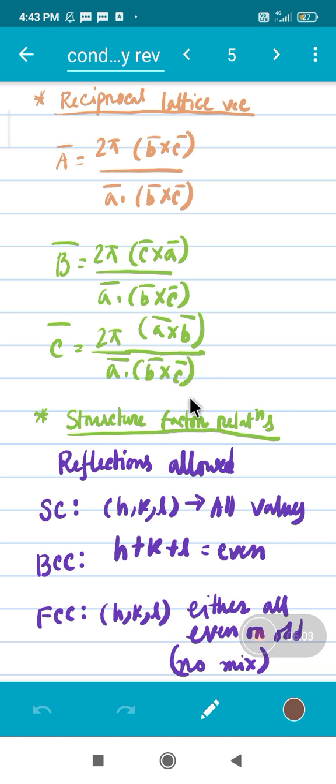Okay. Now there are some important results from the structure factors that I want to discuss with you, which reflections will be allowed from the planes. For simple cubic, all h, k, l values are allowed, and for BCC, if h plus k plus l is even, then those Miller indices will give the required reflections, and for FCC, h, k, l should be either all even or all odd. There should not be any sort of mixture. Okay, good.